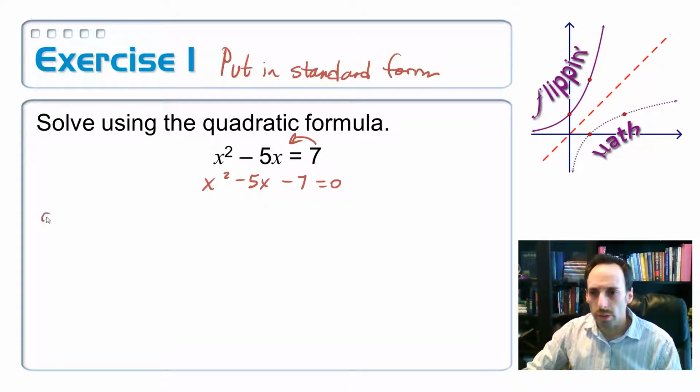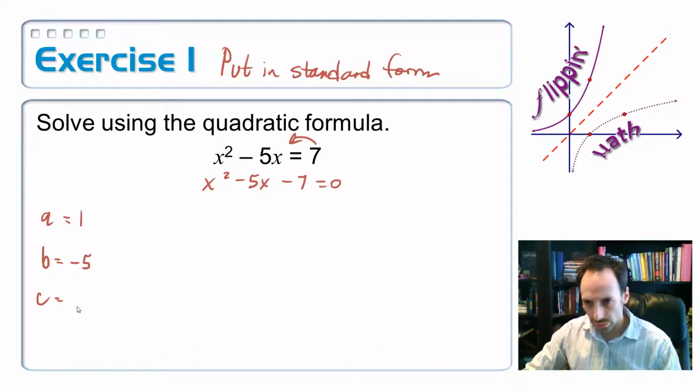Alright, now let's list out our a, our b, and our c. Okay, my a, understood, 1. b, negative 5. c, negative 7. Put them all into this equation. Go ahead and hum in the back of your head. Pop goes the weasel.